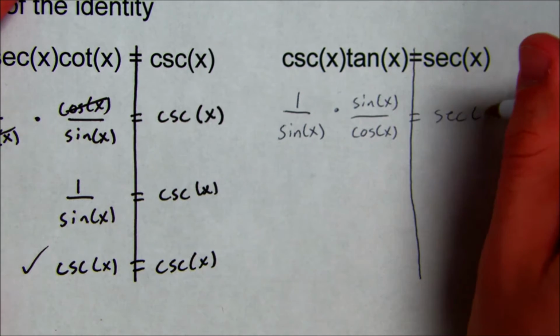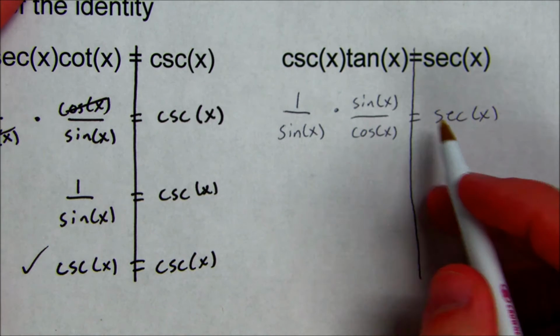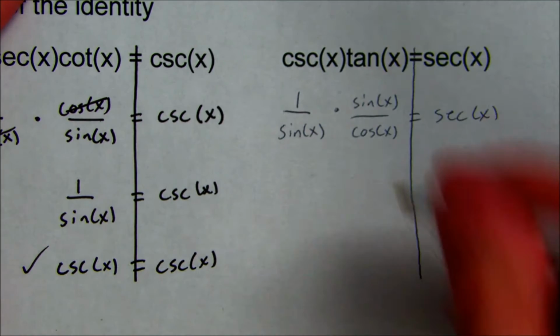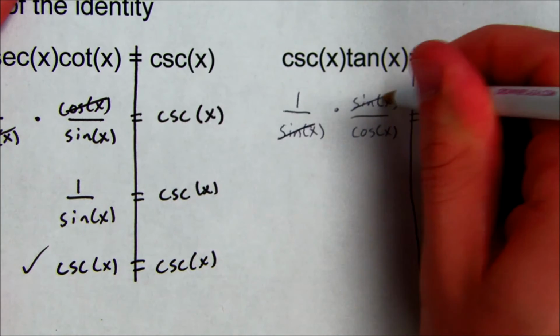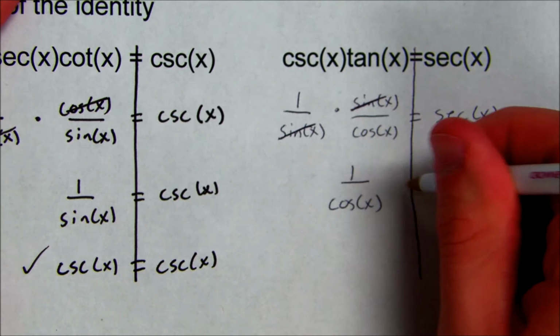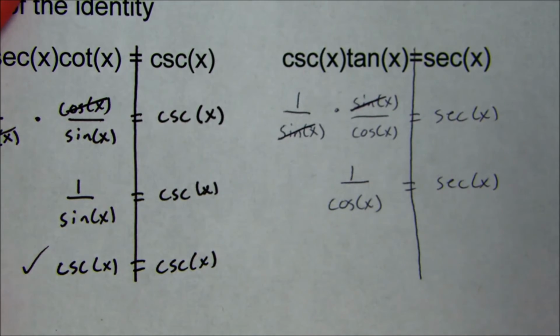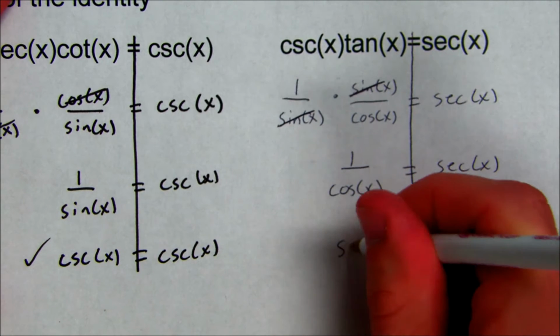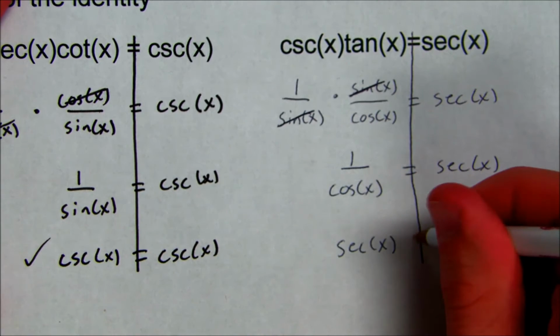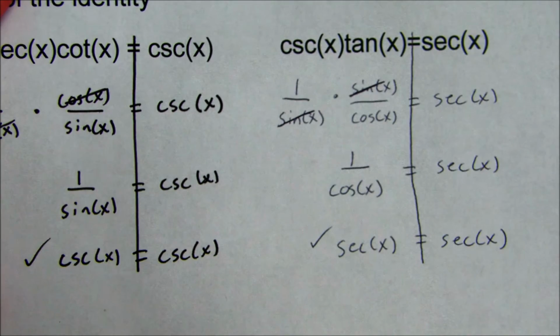Don't forget to put your equals and so on. It's just like an equation. Leave the equals on the other side. And I see that, oh, sines cancel. So I have 1 over cosine of x equals secant of x. We know this is true because of our identities, but I want to go ahead and take the step and say secant x equals secant of x, thus verifying the identity.